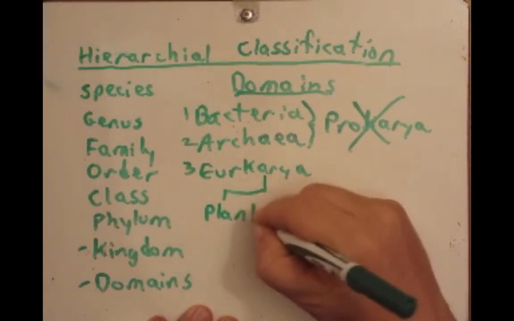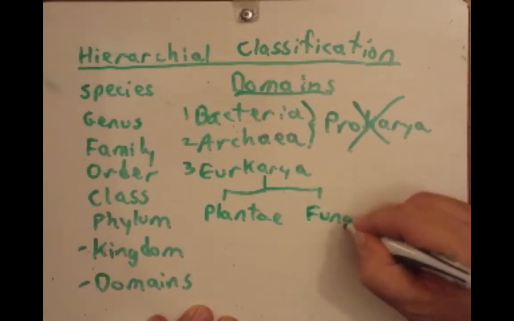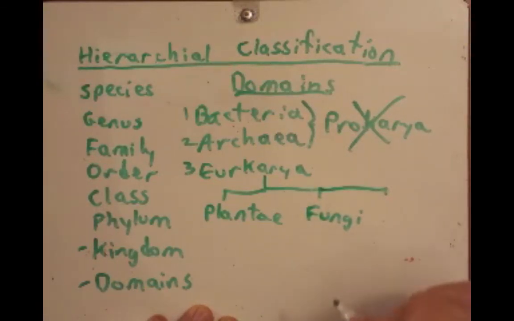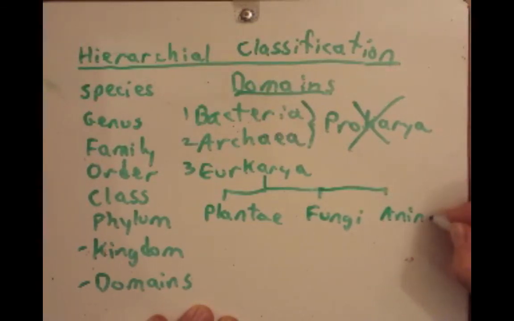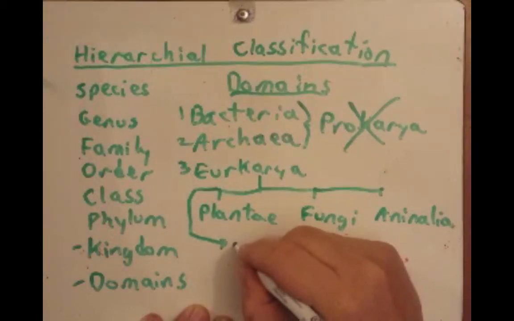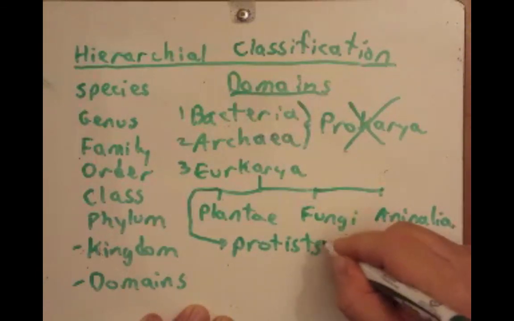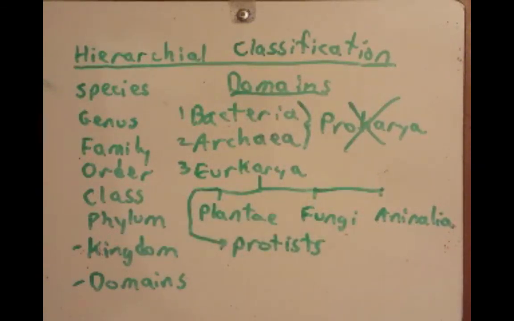Plantae are plants, fungi, animalia, and our last one, because I ran out of room, I'm going to put down here, is our protists. It's kind of interesting that I ended up running out of room for the protists because they are one of the kingdoms under eukarya that are the most difficult to classify. And we'll talk a little bit about protists later this week.